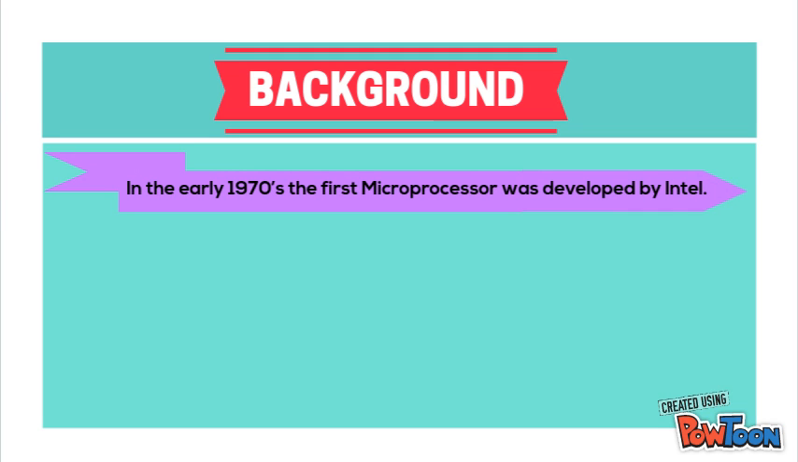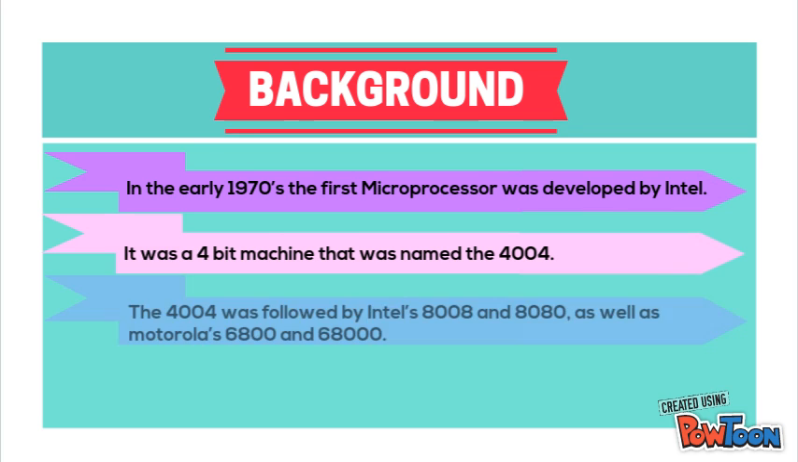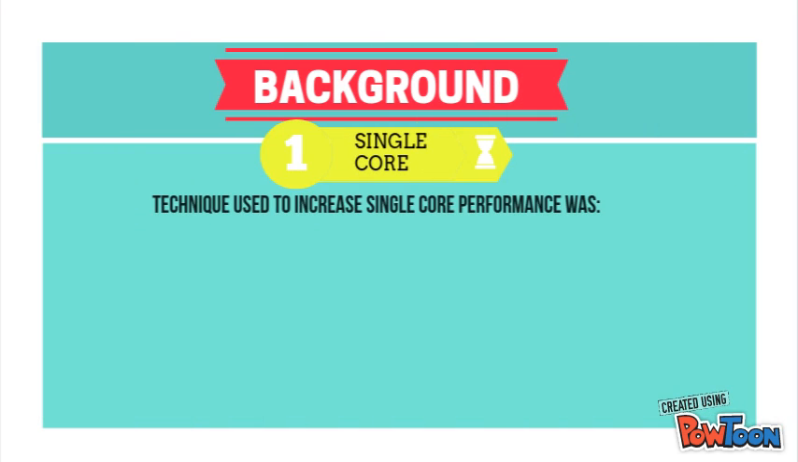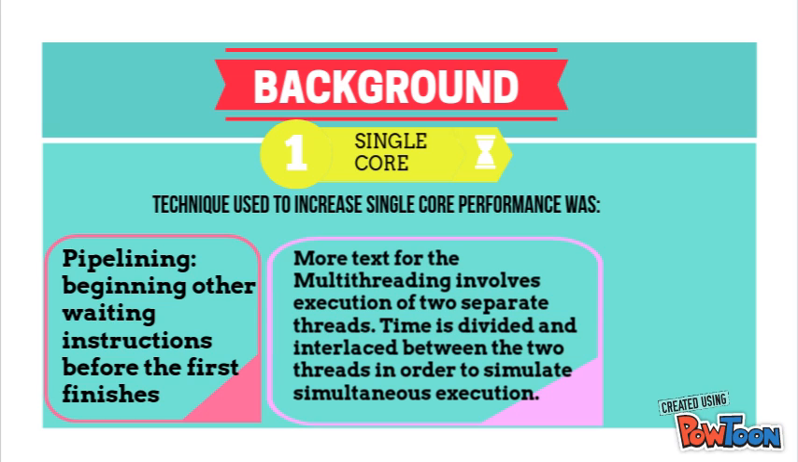In the early 1970s, the first microprocessor was developed by Intel. It was a 4-bit machine named the 4004, followed by Intel's 8008 and 8080, as well as Motorola's 6800 and 68000. Then new generations of processors were developed. A single-core technique used to increase performance was pipelining, beginning other waiting instructions before the first finishes. Multi-threading involves execution of two separate threads. Time is divided and interlaced between the two threads in order to simulate simultaneous execution. Example: Intel Pentium 4 670.